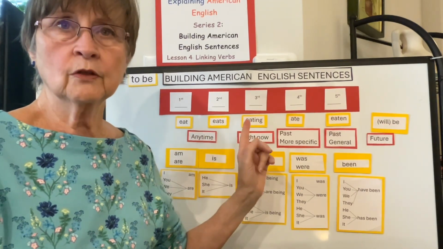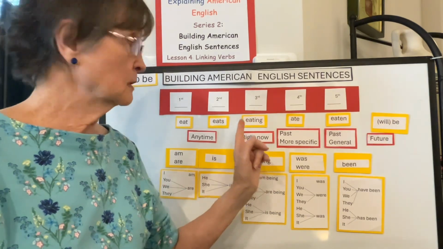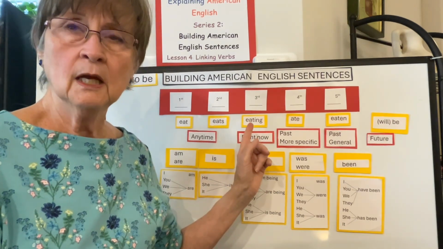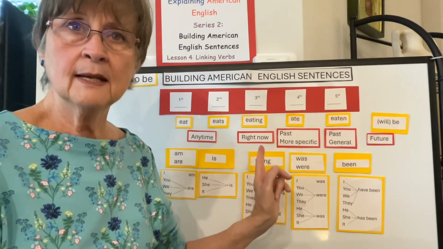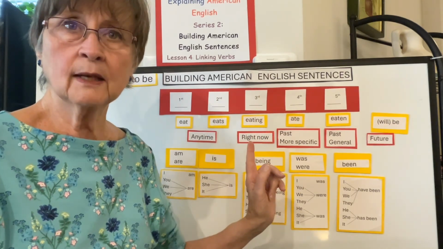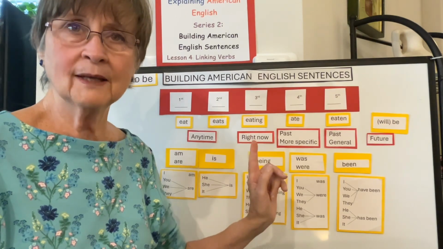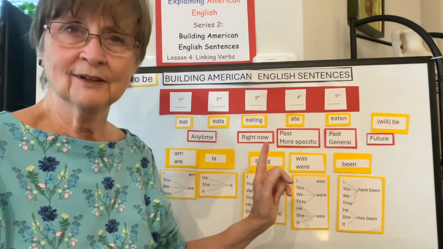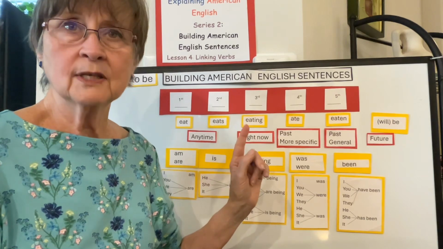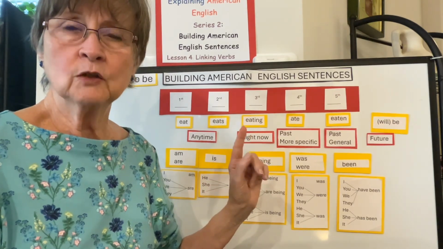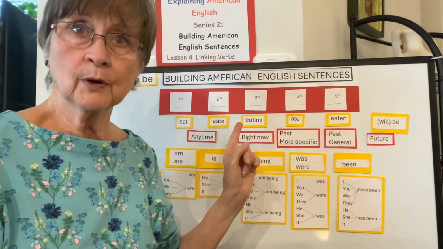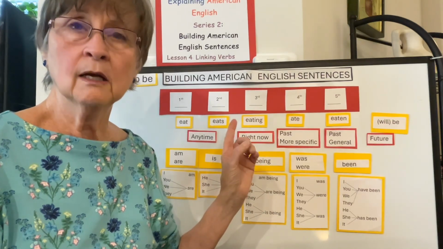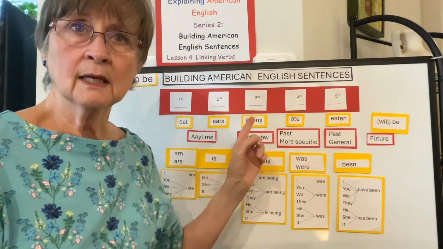Then we move to the third one, and that's when we add ing, and in our timeline, it's going to be right now. By the way, when you say right now, don't forget to break right there. Right now, not right now. So I could say, I am eating, you are eating, we are eating, they are eating. It has to have a helper. Am, is, are, and then it uses eating.